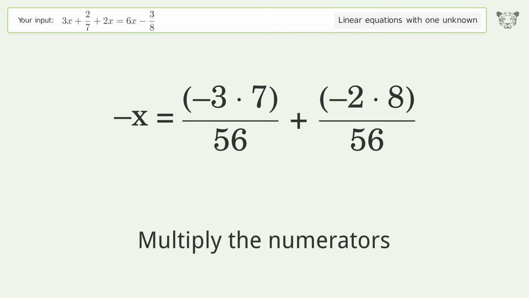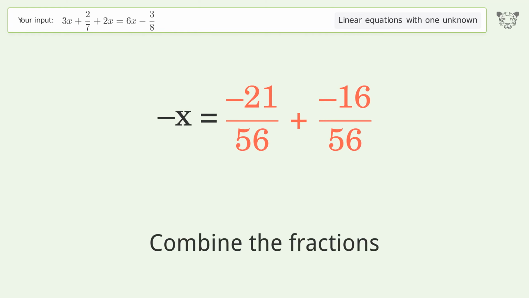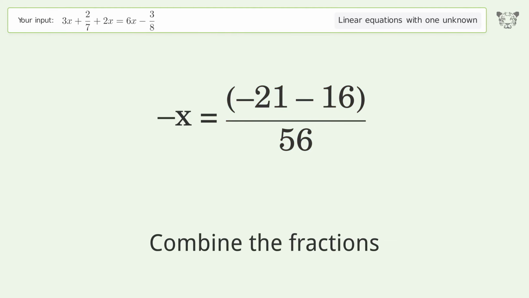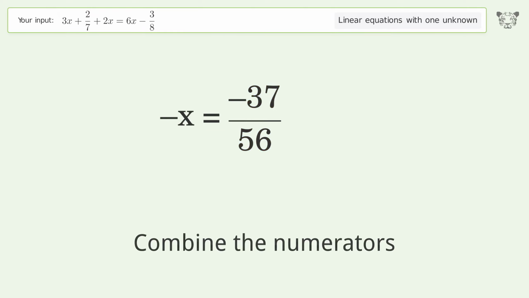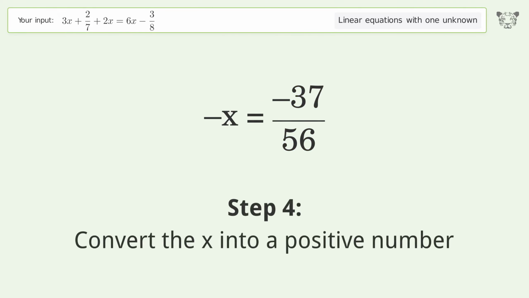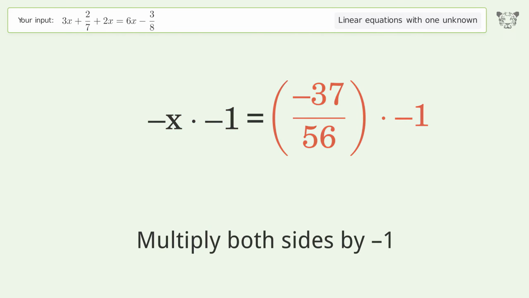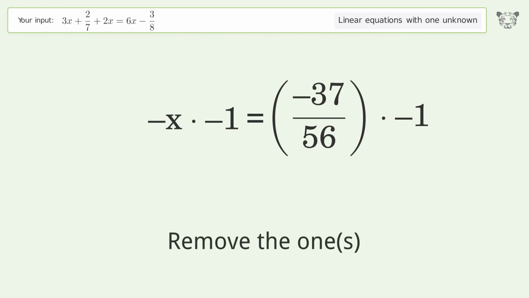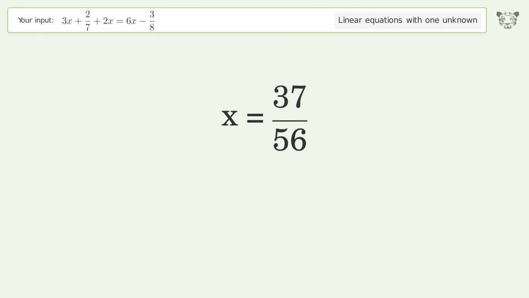Multiply the numerators. Combine the fractions. Combine the numerators. Convert the x into a positive number. Multiply both sides by -1. Remove the ones. And so the final result is x equals 37 over 56.